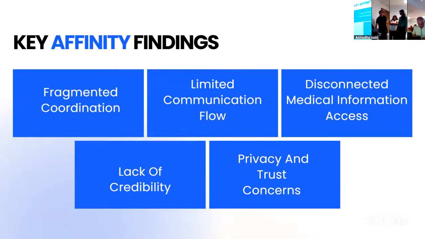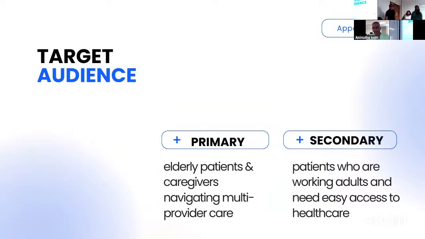Now, from our affinity mapping, which we did in great detail, we realized a lot of key factors. One was fragmented coordination between all the three stakeholders. There was limited communication flow again between the three stakeholders. There was disconnected medical information access and lack of credibility along the way, and there were privacy and trust concerns. Our target audience, which we now narrowed down to, was elderly patients and caregivers navigating a multi-provider care system. Our secondary audience was patients who are working adults and need easy access to healthcare.